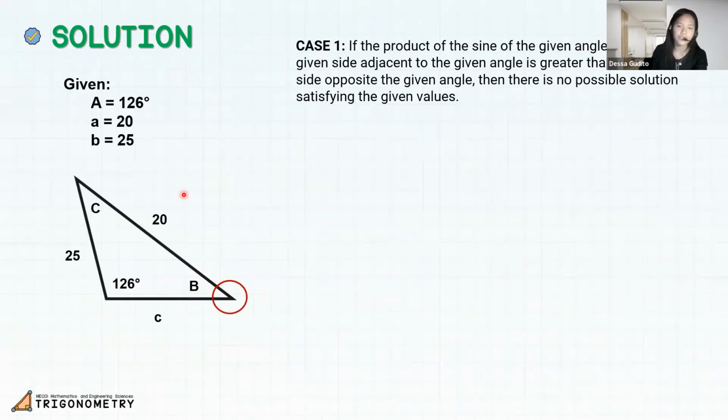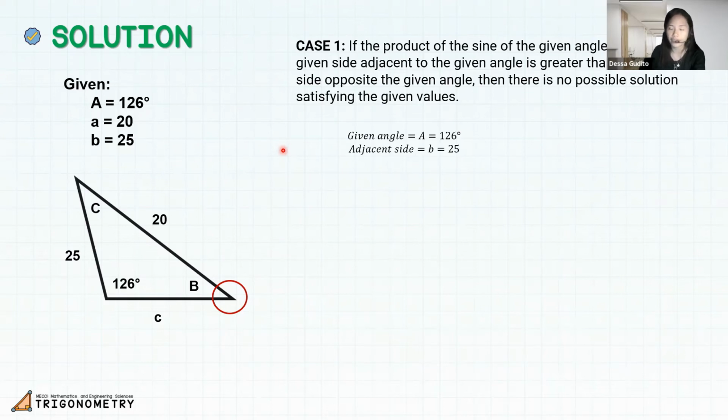Case 1 states that if the product of the sine of the given angle, our given angle is A, which is 126 degrees, and the given side adjacent to the given angle, which is B, equal to 25, if the product of sine A multiplied by B is greater than the given side opposite the given angle, or the opposite side of 126, which is equal to 20, then there's no possible solution satisfying the values.